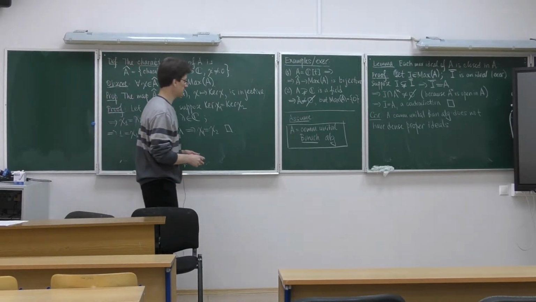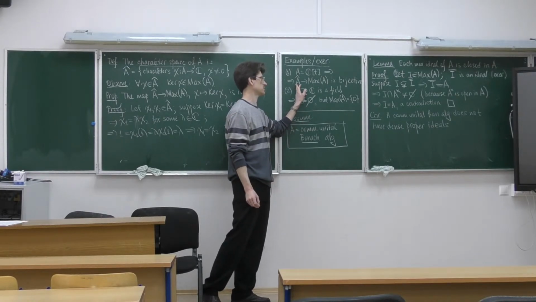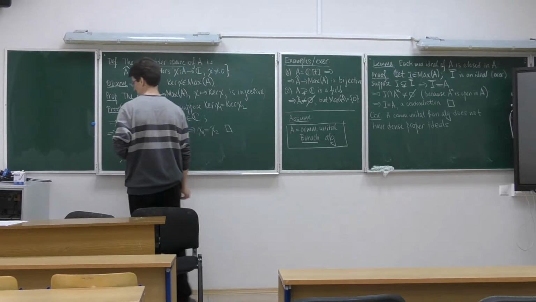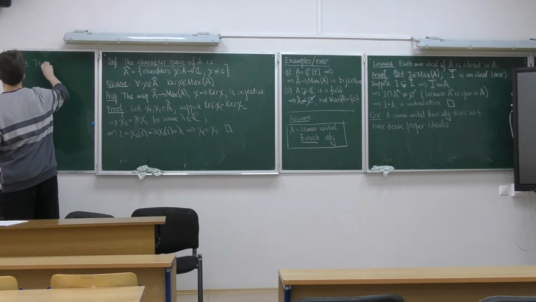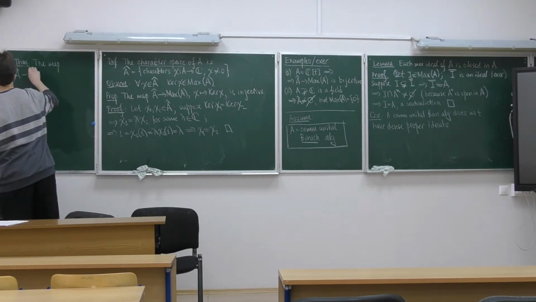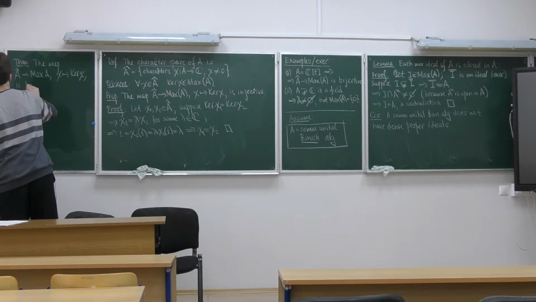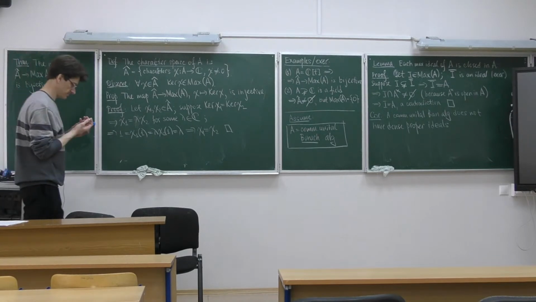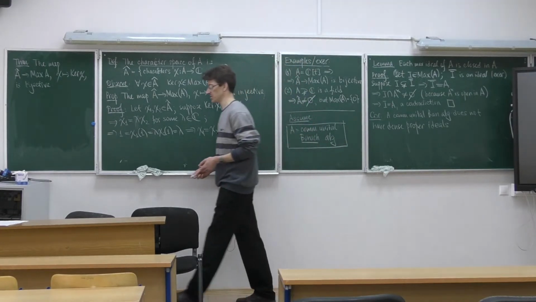Okay, now by using this result, we can show that our map from the character space to the maximal spectrum is bijective. Theorem. If A is a commutative unital Banach algebra, then the map from A hat to the maximal spectrum, which takes each character to its kernel, is bijective. Well, we already know that it is injective, so now we have to show that it is surjective.